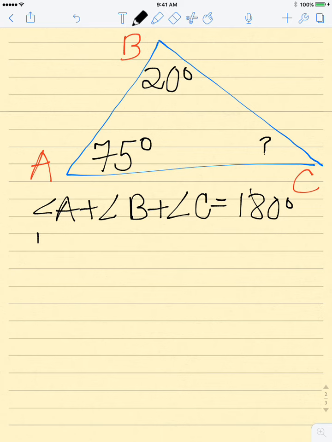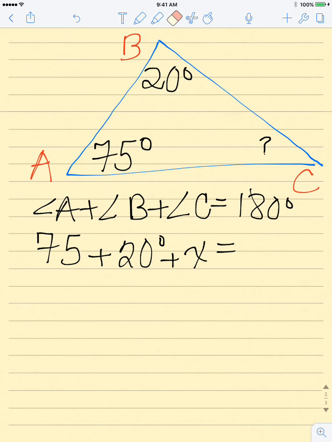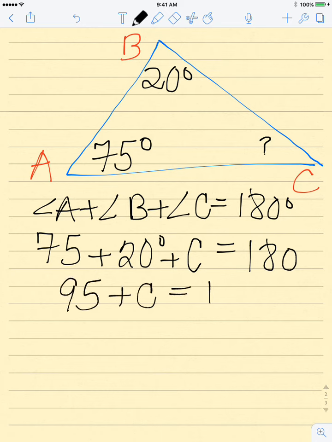So I know the measure of angle A is 75 degrees. I know that the measure of angle B is 20 degrees. And I don't know the measure of angle C, so that's going to be X. You can even call it C if you want. In fact, let's call it C this time, just so you know you don't always have to use X. Okay, equals 180 degrees. All right, well, 75 plus 20, that's 95. 95 plus C equals 180.